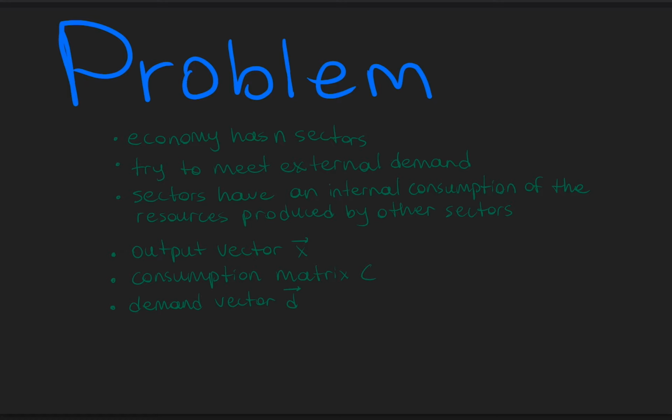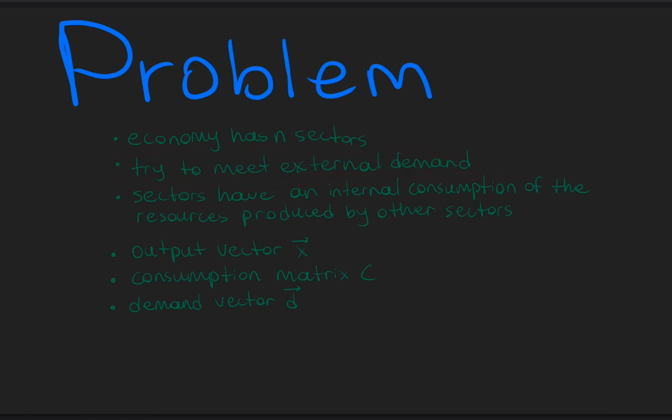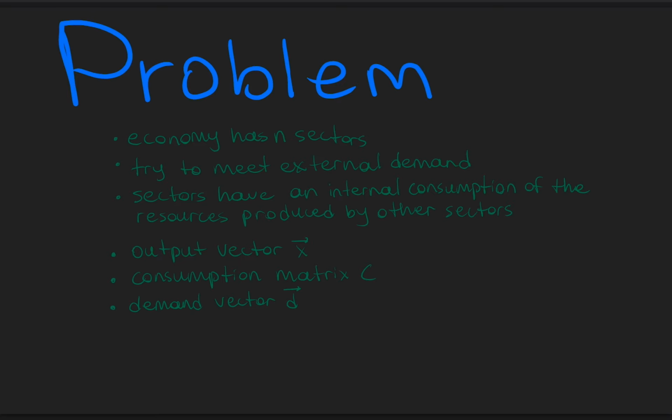So let's look at the problem. There is an economy with n sectors, and we're trying to meet some external demand. Maybe a different country, we're trying to export goods to them and meet what they ask for, and our sectors have to meet this demand. Our sectors have an internal consumption of the resources produced by these sectors. So in our country we use some of the resources in order to produce them, and then we send them out to other countries. We have an output vector called x, a consumption matrix named c, and a demand vector named d.